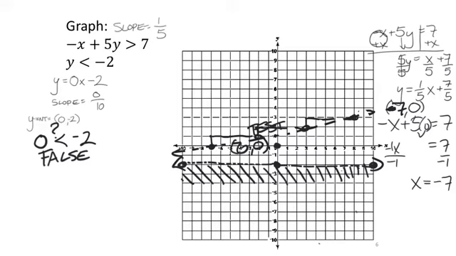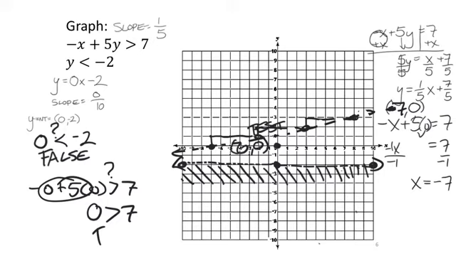And so this line also does not go through the origin. So I get to test it. So I will test the origin here. Negative 0 plus 5 times 0 is greater than 7. That's my question mark. So yeah, this is all 0 on this side. So 0 is greater than 7. No, that's false. Okay, so that means that I would have to shade above that line.